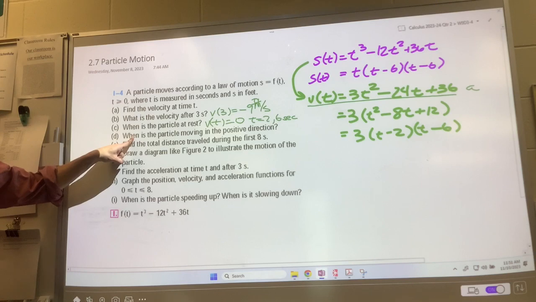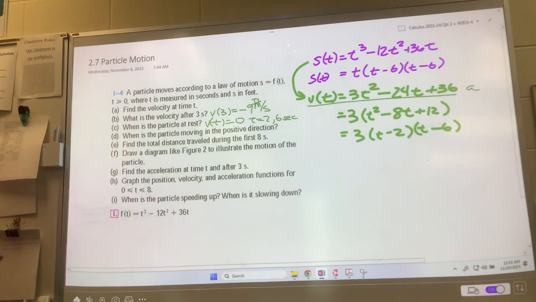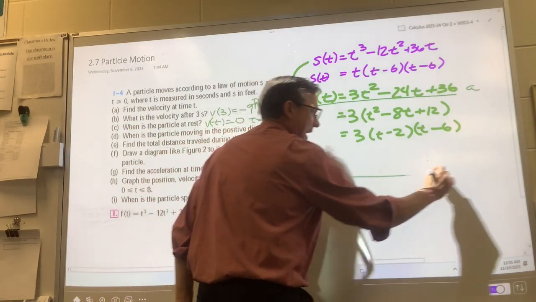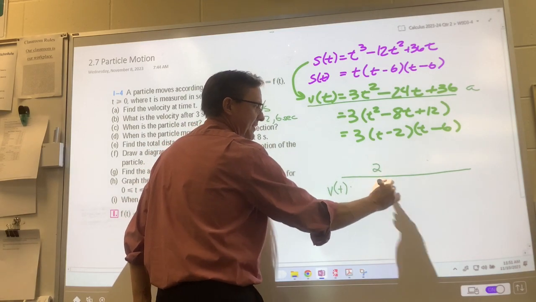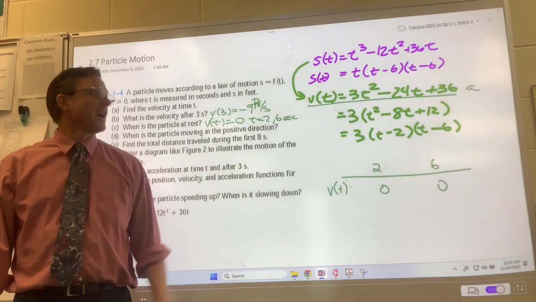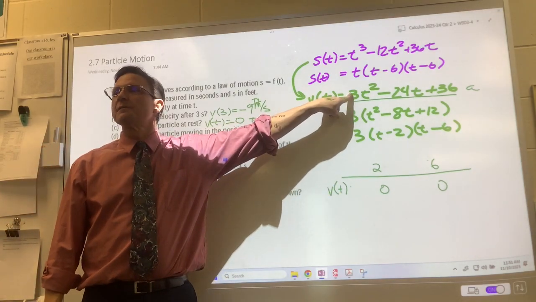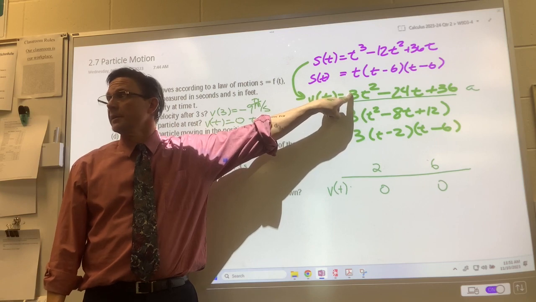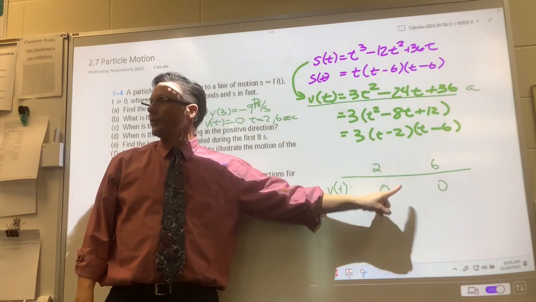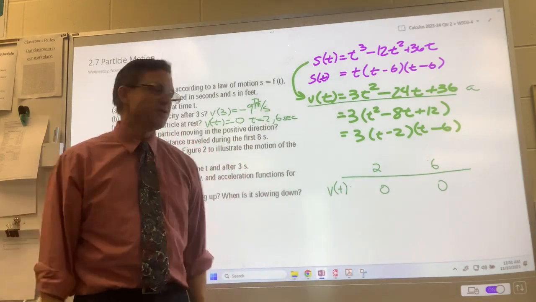Then it says, when is the particle moving in a positive direction? All right, I'm going to make a sign table. Again, we did this in pre-calc. I'm going to make a sign table for letter D. I have my velocity function. I know at time 2, the velocity is 0. I know at time 6, the velocity is 0. Everybody, polynomial, it's continuous, right? So the Intermediate Value Theorem states that it's not going to go positive or negative without going through a 0. I just have to figure out what the regions are.